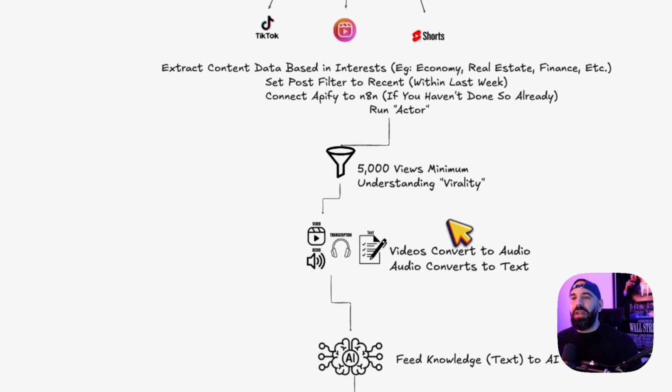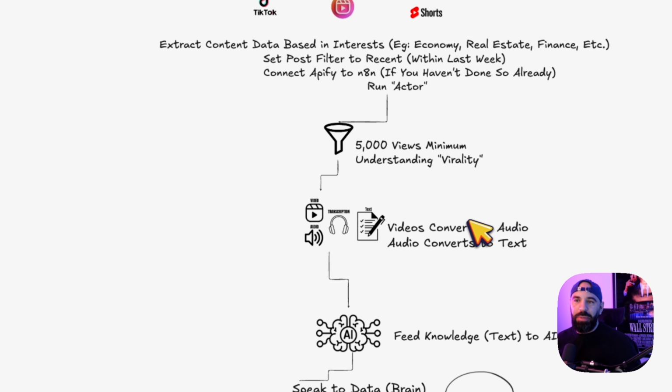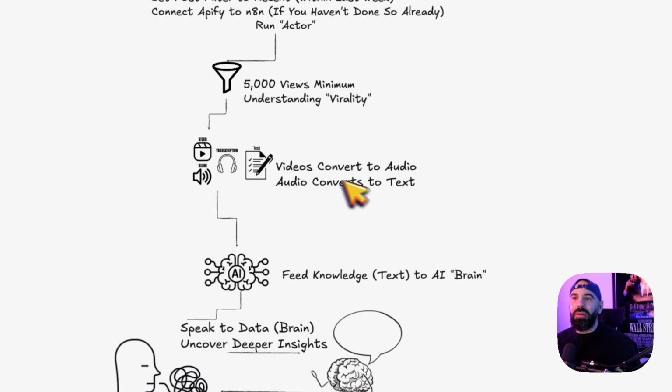Okay. The next step from there is, and this is where it can get a bit tricky, but don't worry, I've got your back. We're going to convert the videos that we've downloaded to audio. And then once we get the audio, we're going to convert that to text. So we're going to transcribe it, but we have to take a few steps, from video to audio to text, to do that. So we've got that sorted as well.